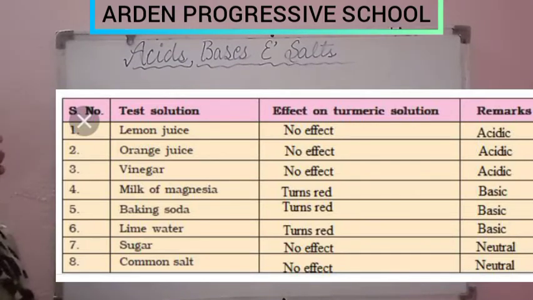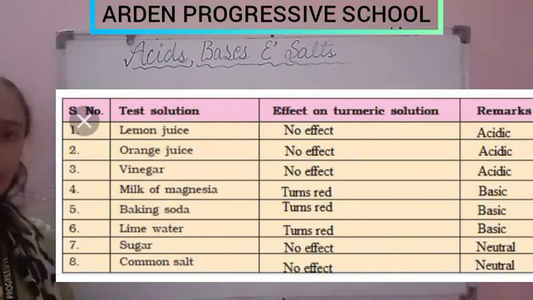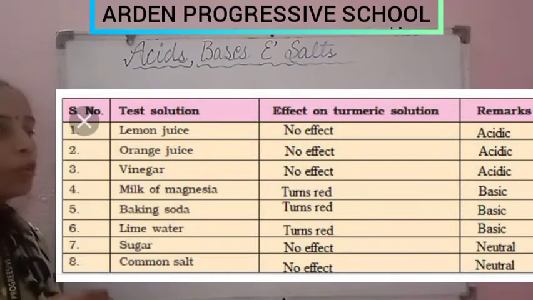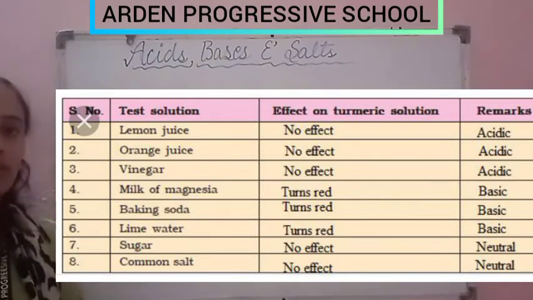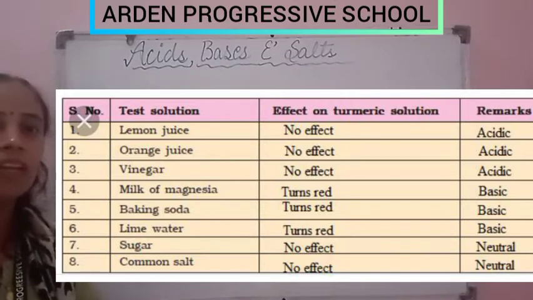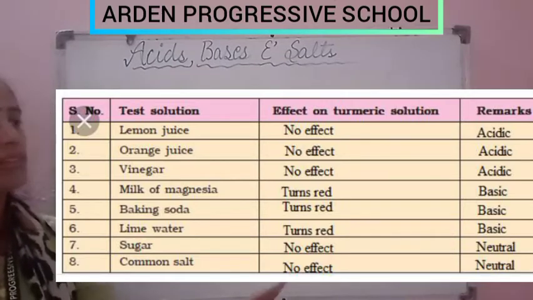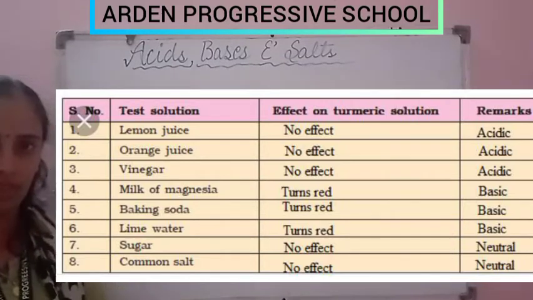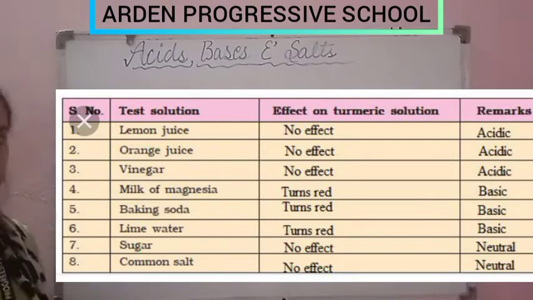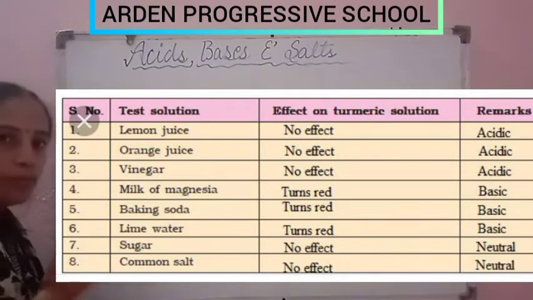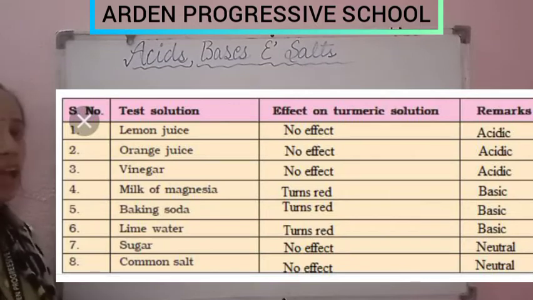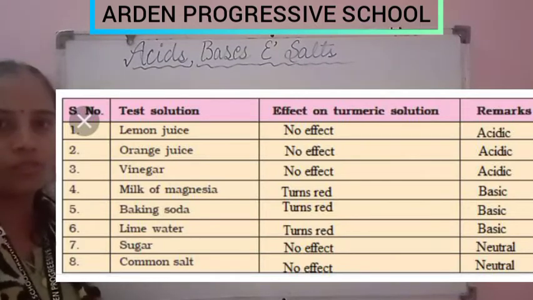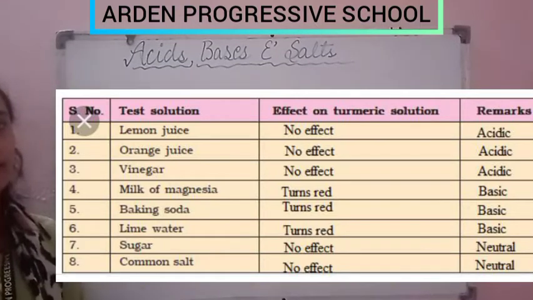Now the next is orange juice. So what will be the effect of orange juice when we put turmeric solution in it? Again there will be no change. So this is also acidic in nature. Clear? Third is vinegar. Again we put turmeric solution in it and there will be no change. So it is also acidic in nature.